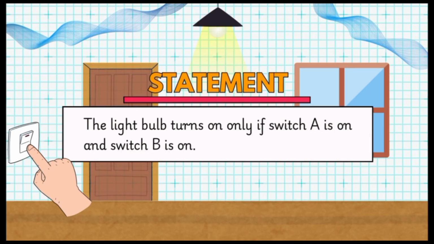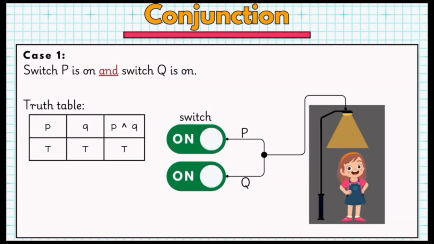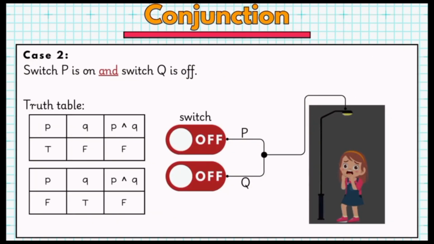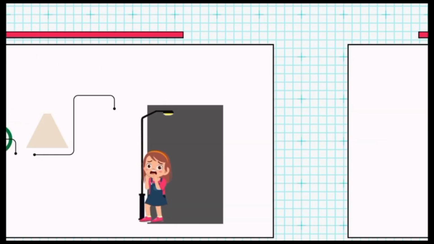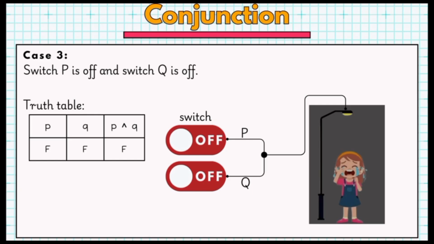Now, let's look at the cases for conjunctions. In case 1, switch P is on and switch Q is on. So P is true and Q is true. Because both are true, the result of P and Q is true and the light is on. In the next case, switch P is on but switch Q is off. Here one statement is true and one statement is false. So the result of P and Q is false and the light will turn off. And for case 3, if both switch P and switch Q are off, the result is still false. This shows that for conjunctions, both conditions must be true.